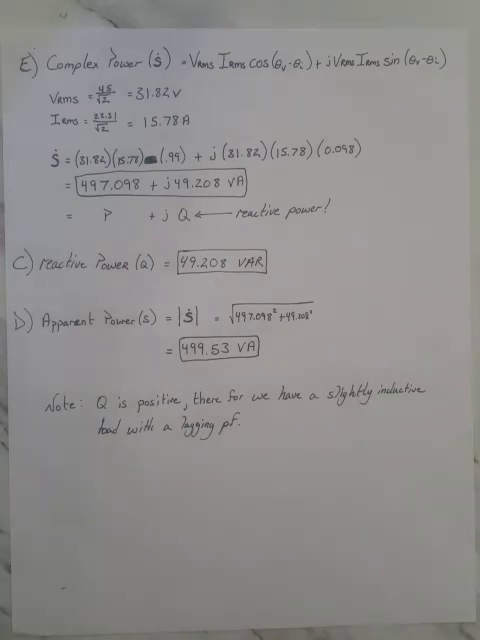So we're going to switch things up a little bit. It's going to be easier for us to solve the rest of this if we look at the complex power first. The complex power is the full power value for this circuit. And we're going to use VRMS and IRMS, the root mean square of the voltage and the current. So that's the first thing we need to do, is calculate those.